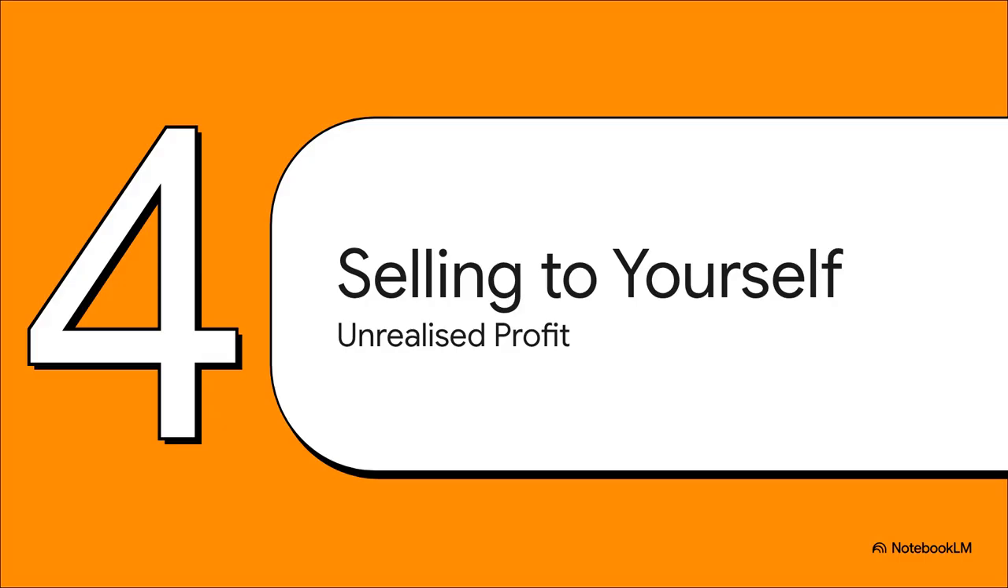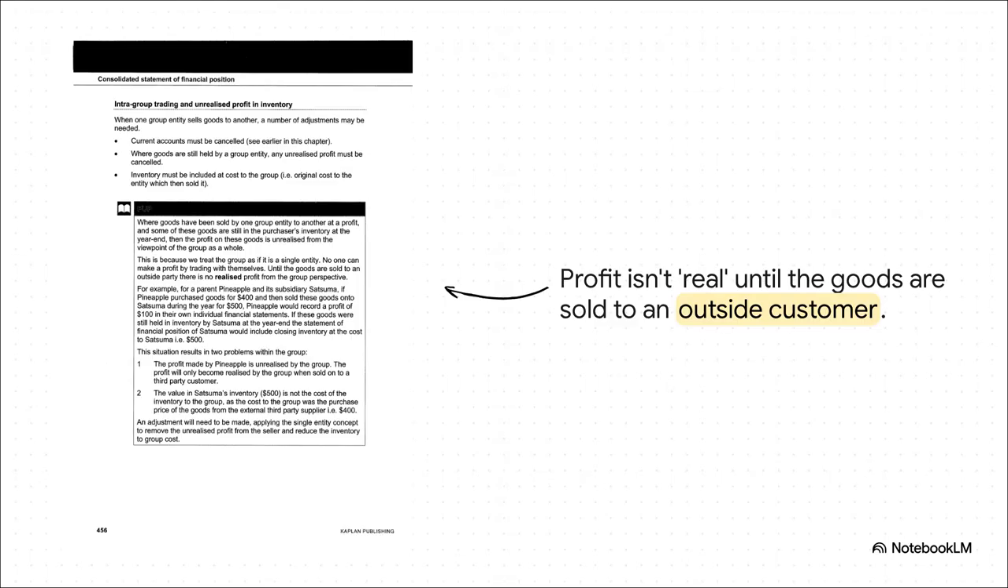All right, on to our second puzzle. What happens when companies inside the same corporate family sell stuff to each other? Let's say the parent makes a widget and sells it to its subsidiary for a profit. Has the group as a whole actually made any money yet? This little example with Pineapple and Satsuma nails it.